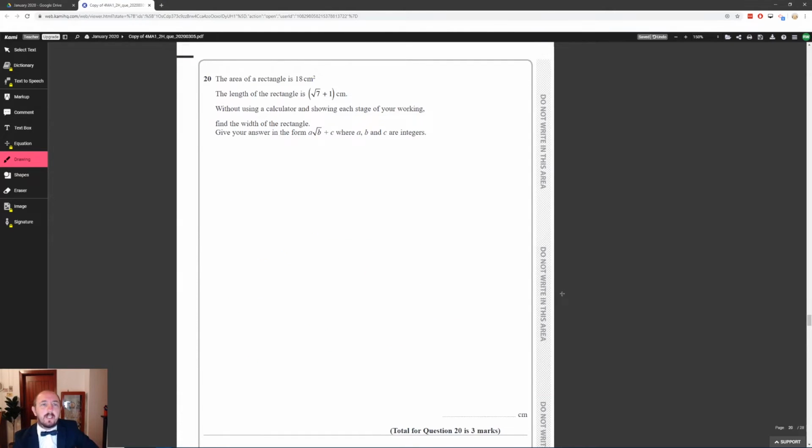For question 20, we have a rectangle with an area of 18. So the area is like that, and the length is root 7 plus 1. We need to find the other side.